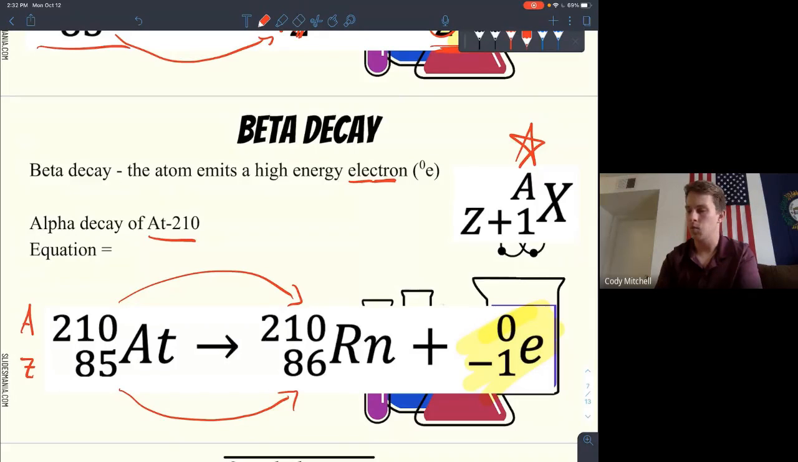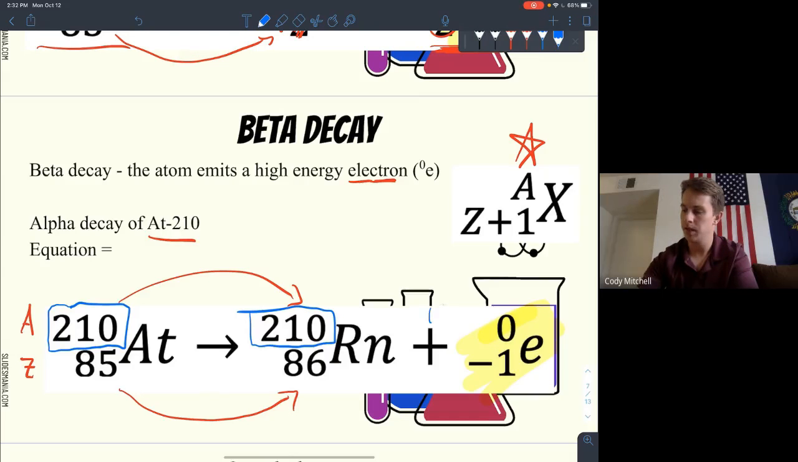Now let's take a look at why this might have happened. If I look at this like a math equation, or like a chemical reaction, I want it to balance out. The numbers on top, so my A on the left is 210, and all the numbers on the top on the right have to add up to 210. So I've got 210 plus 0, and 210 plus 0 of course adds up to 210.